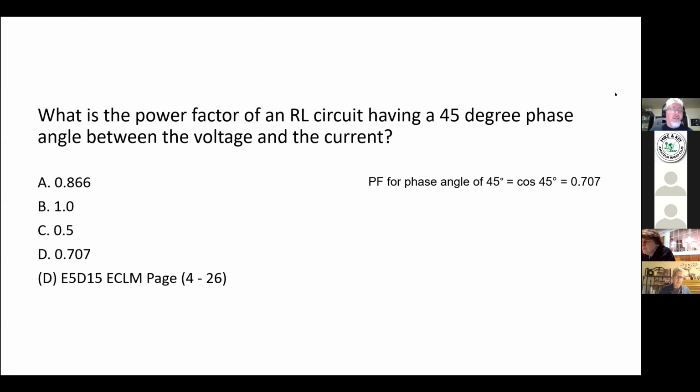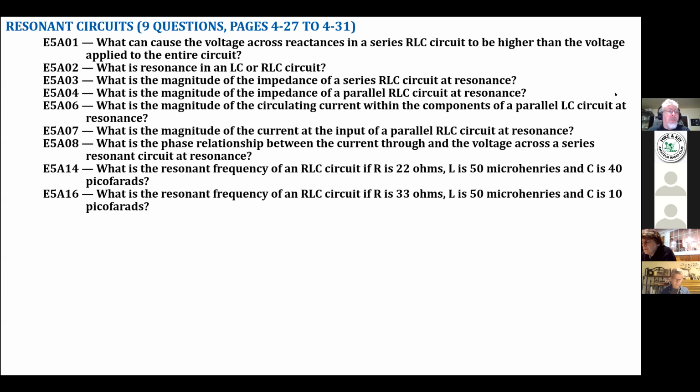D. D is correct. The power factor for a phase angle of 45 degrees is the cosine of 45, which gives you 0.707. Whew. Resonant circuits, 9 questions.